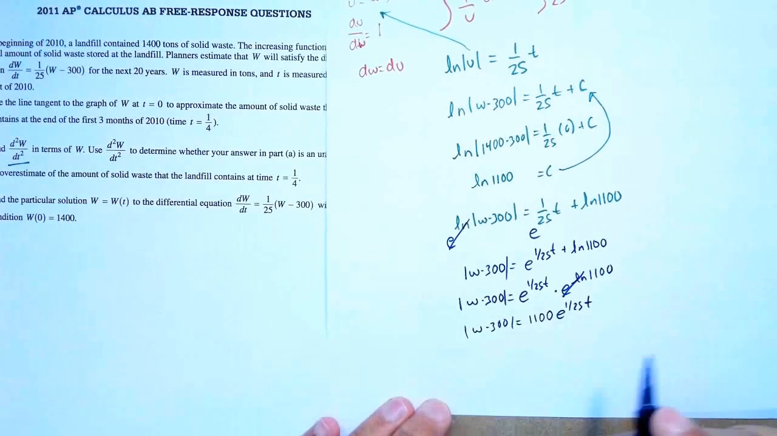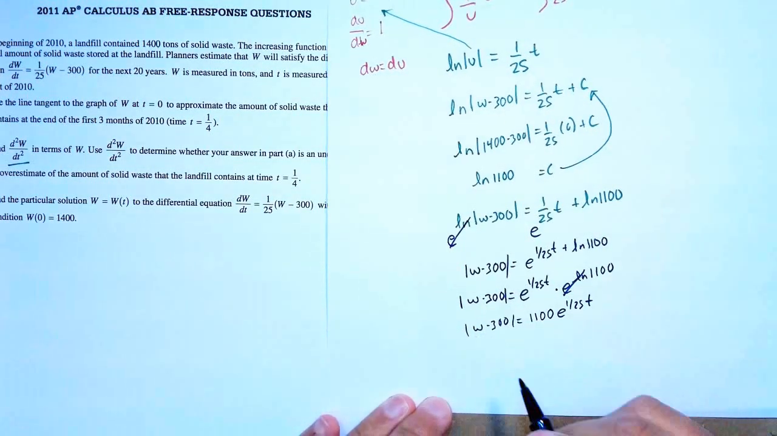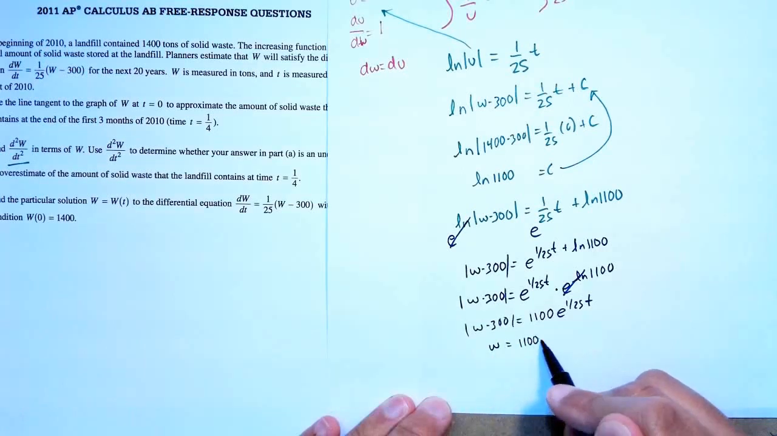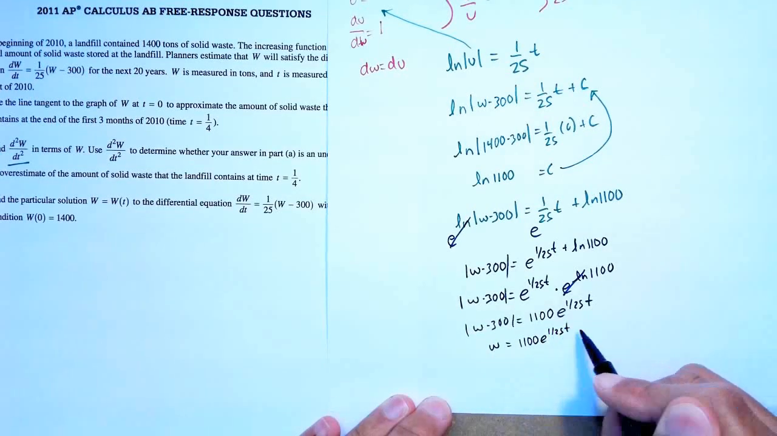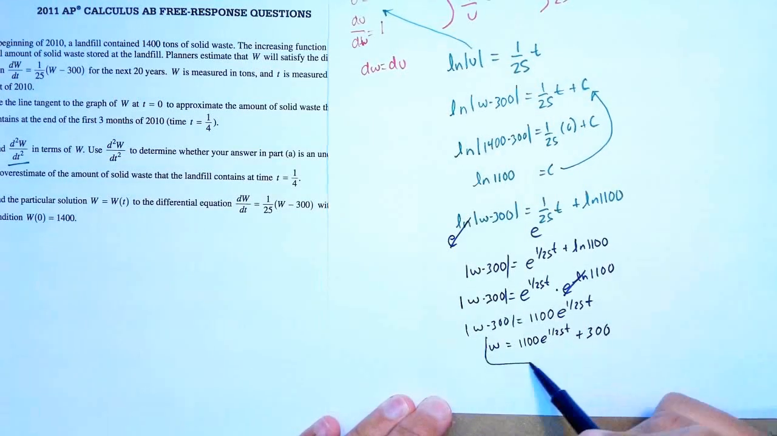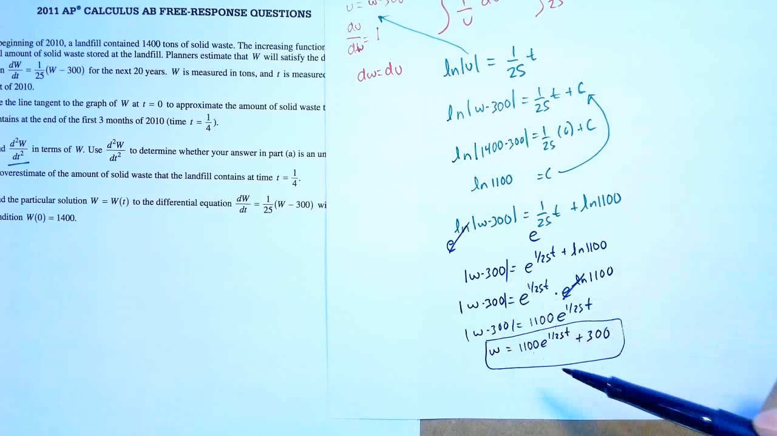Now, you're almost done, but you have to get w by itself, and you're going to assume that your value is positive. Why? Because your coordinate was at 1400, so you always knew that this was going to be positive. So you're going to solve for w, add 300 to the other side, and you're going to get 1100 e to the 1 over 25t plus 300, and if you're able to do that correctly, then you would have earned yourself your last point.